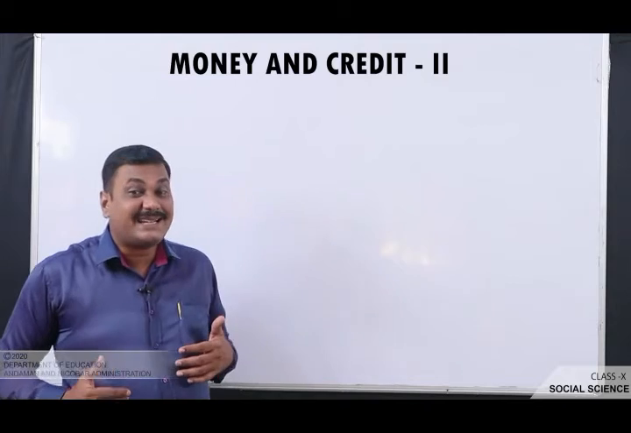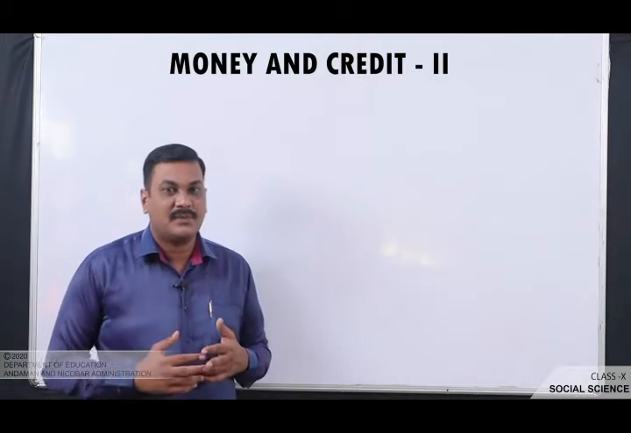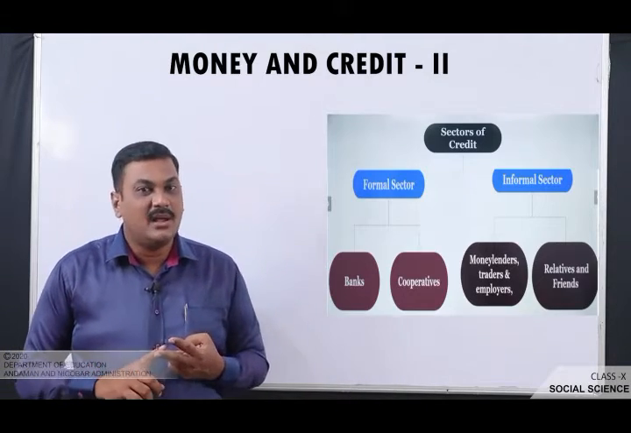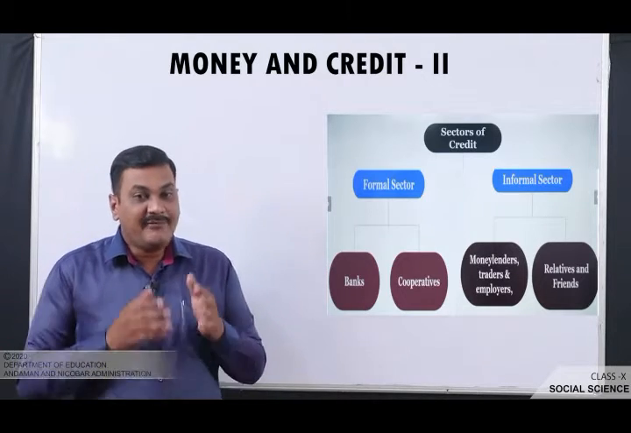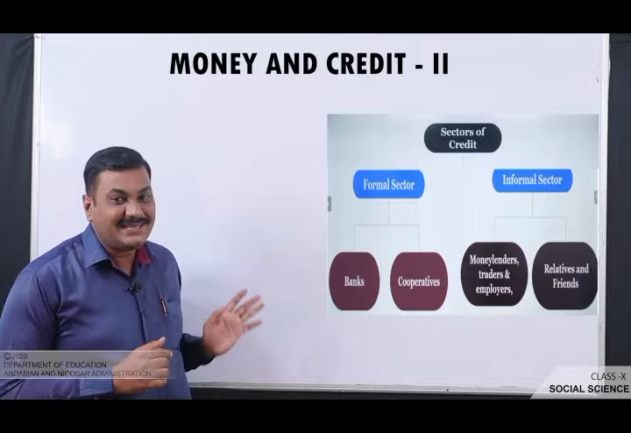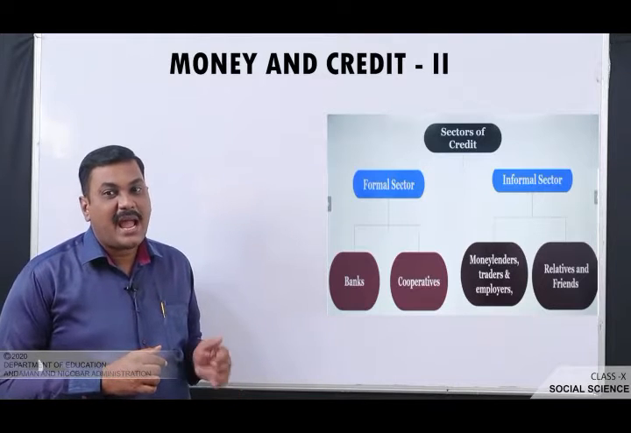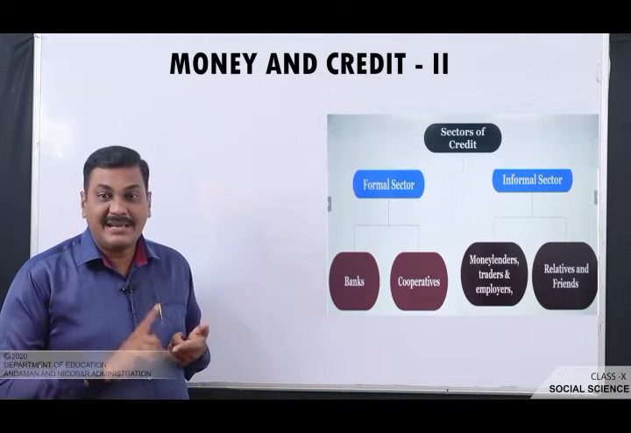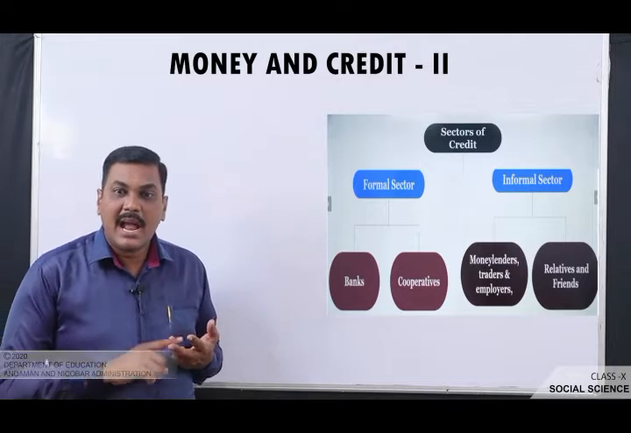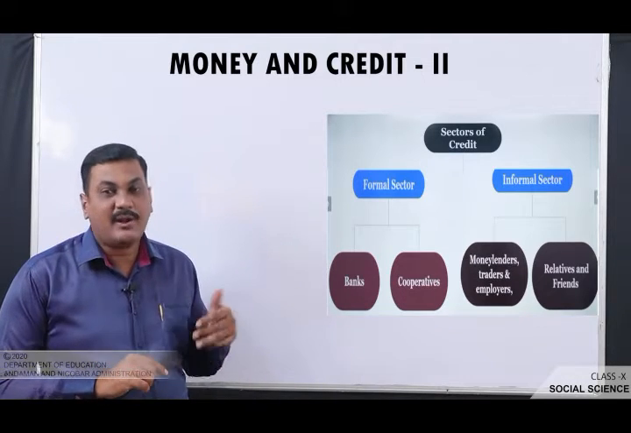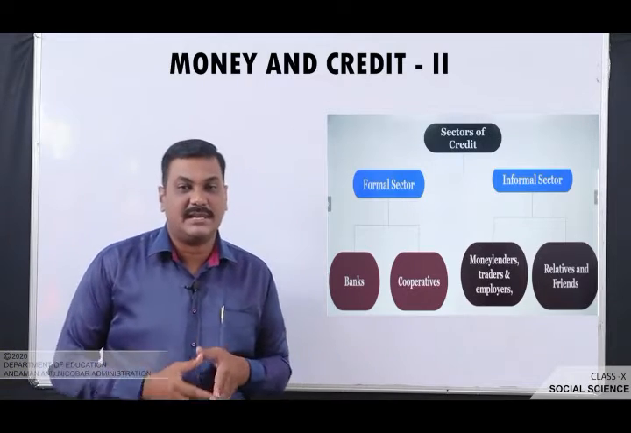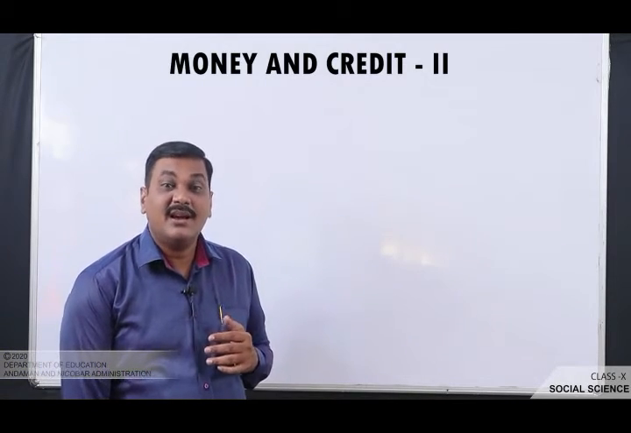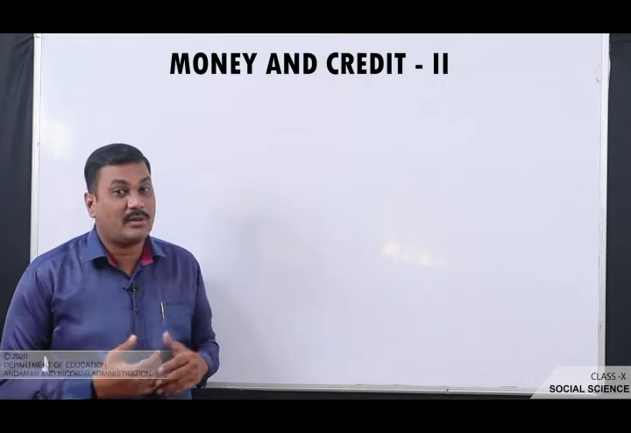Children, sectors of credit. There are two sectors of credit: one is the formal sector and the other is the informal sector. In the formal sector, you can see banks and cooperatives, and in the informal sector, moneylenders, traders and employers. And on the other hand, relatives and friends. These are called informal sectors. We will see what is formal source or formal credit.